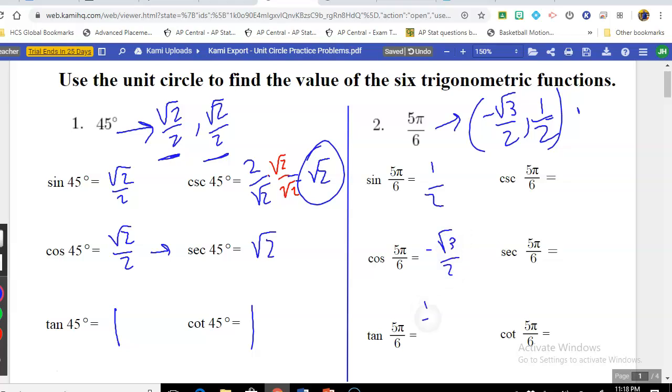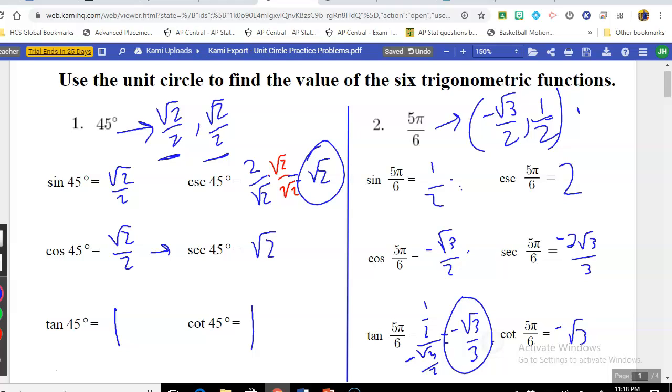Tangent is going to be y over x, and we flip that and multiply it out, and what we're going to get, I believe, is negative square root of 3 over 3. I've got negative square root of 3 over 3 for that one. And then we find the cosecant of 5 pi over 6. Well, all we're going to do is flip this value over, and we get 2. We flip this value over to get the secant, so we have 2 over negative square root of 3. Well, when you clean that up, you have negative 2 square root of 3 over 3. And then the cotangent, when you flip this value over, you're going to get negative square root of 3.